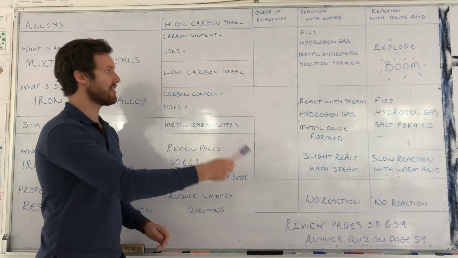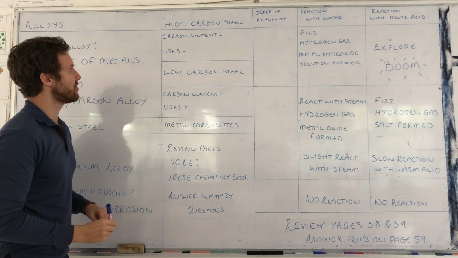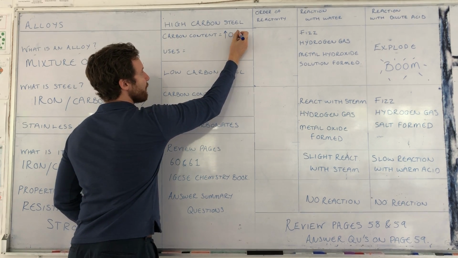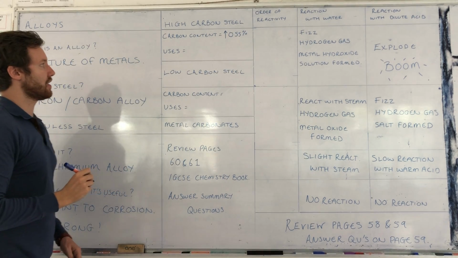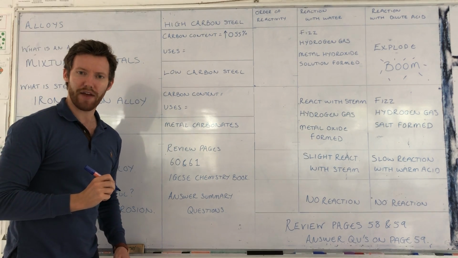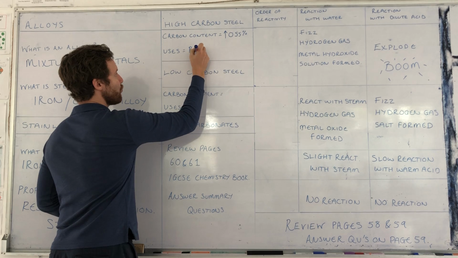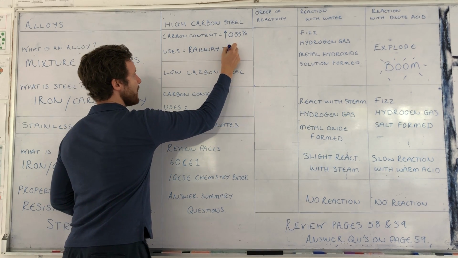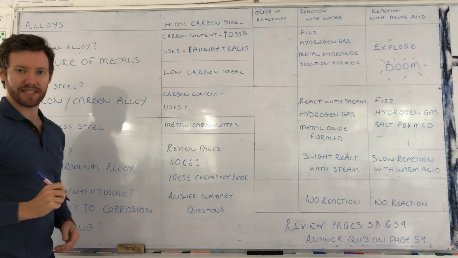I'm sorry, I'm right-handed. I always need to go to this side to write. So if I'm blocking behind me, I do apologise. So the carbon content of high carbon steel is anything above 0.55%. There we go. Its uses, it is very, very strong. It's durable. It is used in the railway industry. It's used for railway tracks.